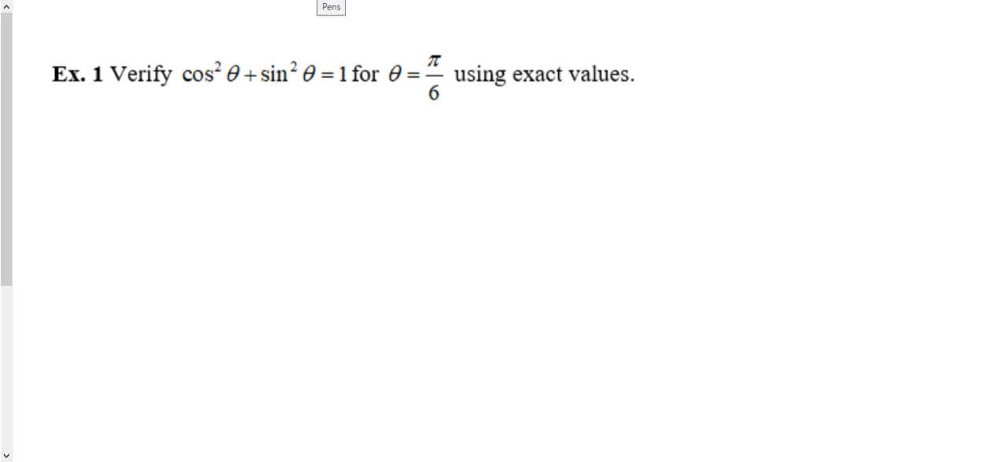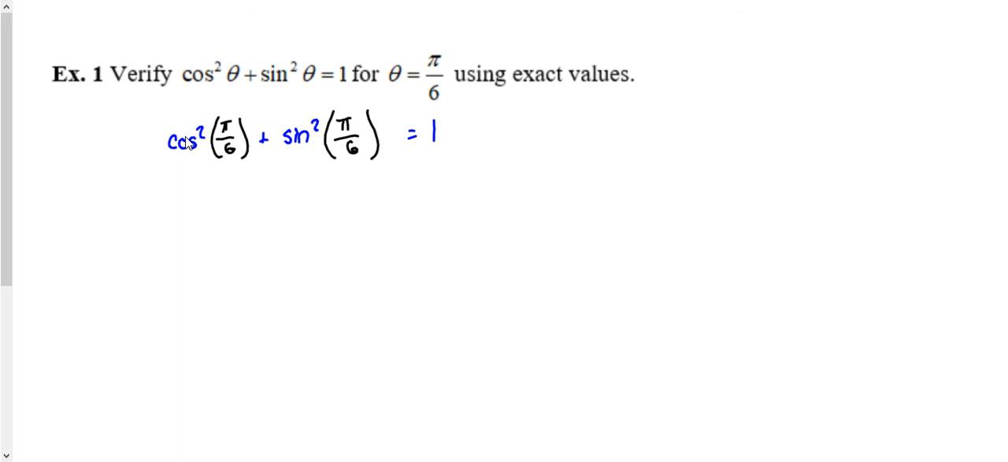So for this one here, I'm just going to set up my equation and sub in right away. So I have an equation of cos squared, and instead of saying theta, we're going to say pi over 6. So cos squared pi over 6, and we're going to add on sine squared, and instead of theta again, we're going to sub in that pi over 6. And we're hoping that's going to equal 1. That's our hope.